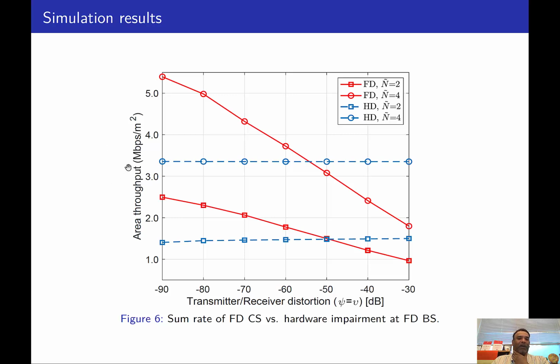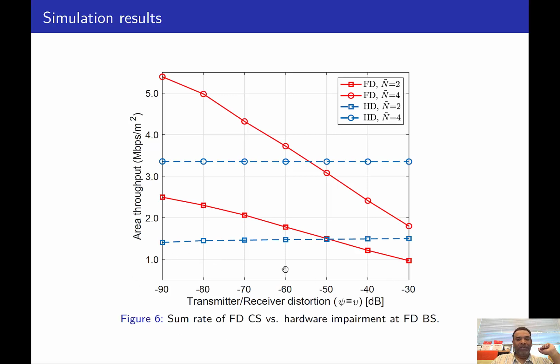Okay, so this is the average throughput for transmit and receive distortion. We consider distortion at the transmitter antennas and the receiving antennas. These blue horizontal lines are for the half duplex system. This is the 2 antenna system. This is the 4 antenna system. This is the full duplex system for the 4 antenna case, and this is the full duplex system for the 2 antenna case.